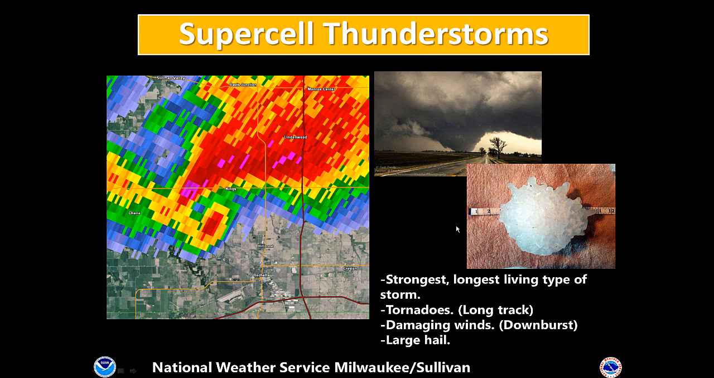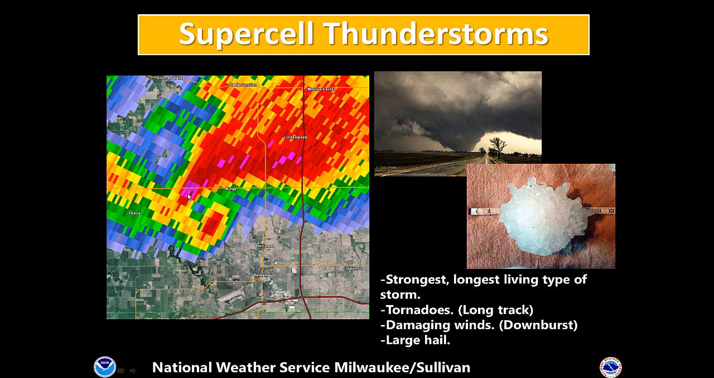The last is the supercell thunderstorm, the balance of all the worst severe weather ingredients we can get. This is from Fairdale last year, a picture from Tom Purdy of around that time. This is a typical look of what these supercell thunderstorms look like on radar, where this is our hook echo, where the air is going up into the thunderstorm and actually rotating around with it.